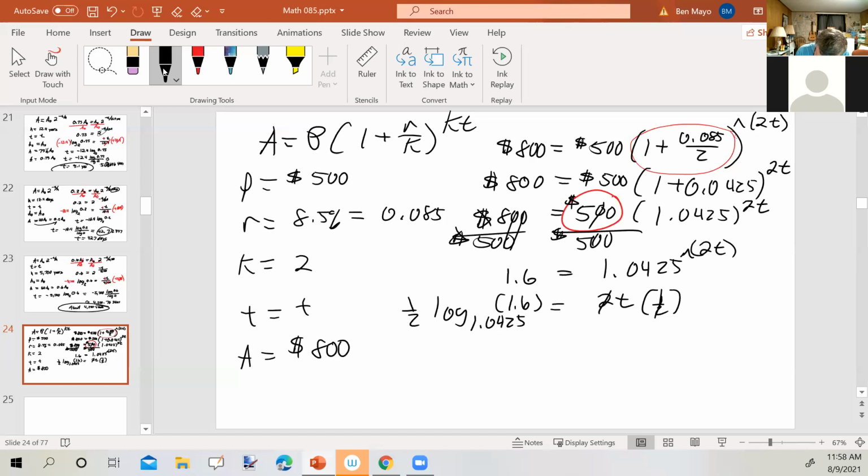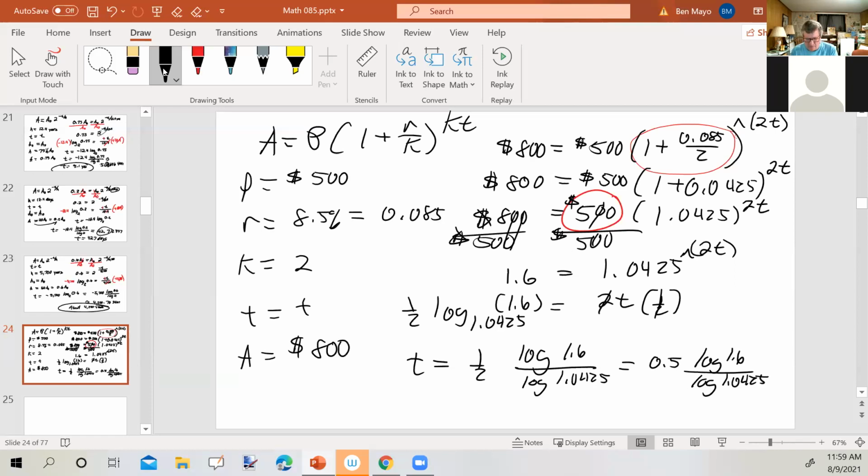So on the right-hand side, I've got t, which I'm going to move over here. And then I've got 1/2, but I'm going to use the change of base. Log of 1.6 divided by the log of 1.0425. And I did all of that just because I wanted to have that 1/2 out in front. In fact, let's see, how could we do this? We could say parentheses 1 divided by 2. Oh, that's just 0.5, isn't it? So why don't we just do this? 0.5 times the log of 1.6 over the log of 1.0425. I'm just simplifying things to make it easier to put into the calculator.